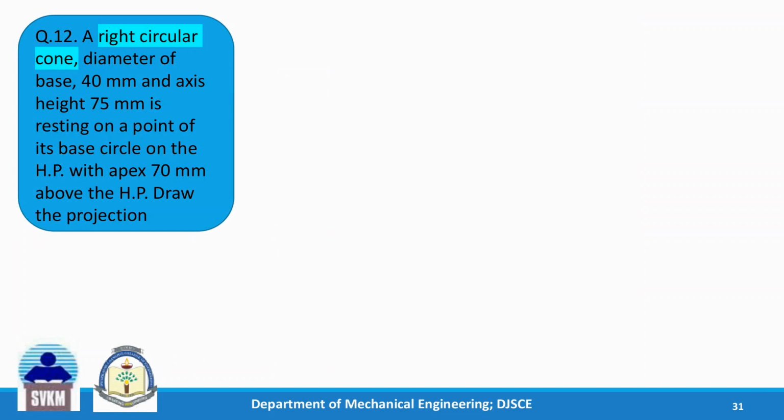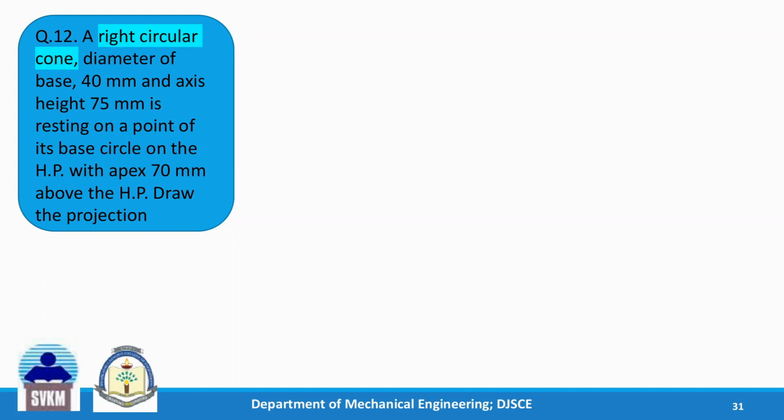Now this is for this right circular cone, diameter of base given as 40 mm, axis height 75, resting on a point of its base circle on the HP with apex 70 mm above the HP. Draw the projection. So first step, it's resting on HP. What is resting on HP? One of the points on the circumference. So resting on a point of its base circle on the HP means something is on the HP, so first step, take the axis perpendicular to HP.